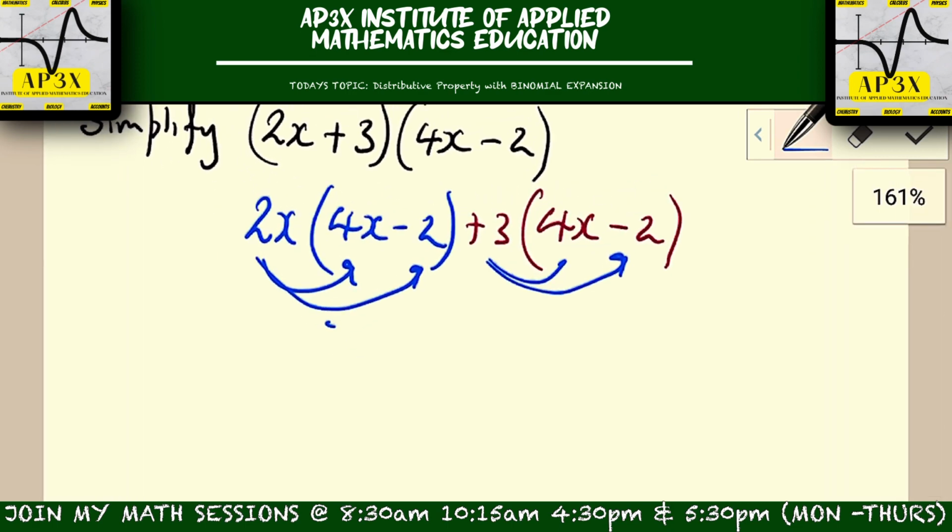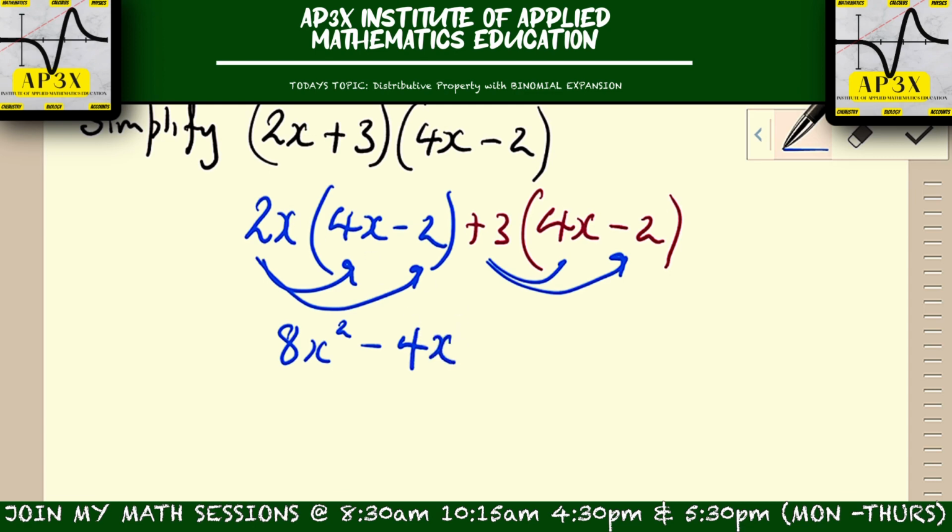Okay. So then what we end up with here is, in fact, 2 times 4 is 8. x times x is x squared. 2 multiplied by minus 2 is minus 4. x times 2 is, 2 times 2 is 4 along with the x here. Then we have 3 times 4x, which is in fact 12x. And 3 times minus 2 here is minus 6.